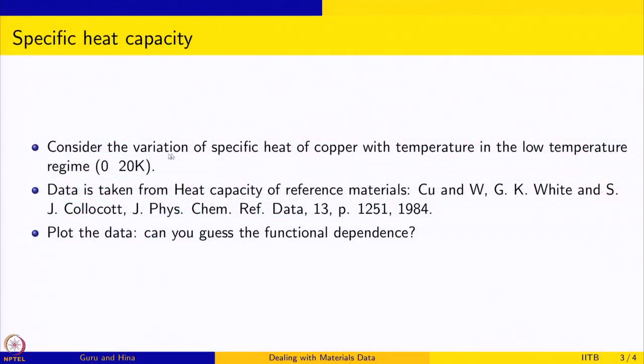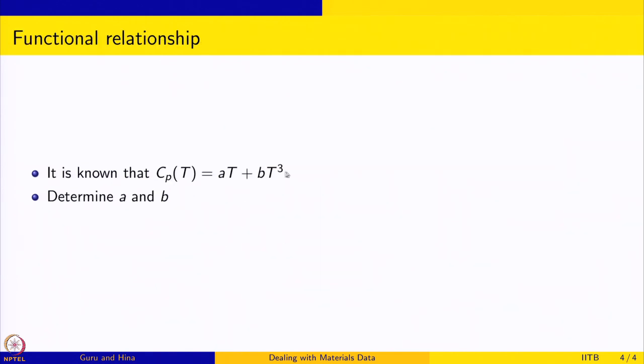For this exercise, we are going to consider the variation of specific heat of copper with temperature in the low temperature regime. So we are going to consider between 0 and 20 Kelvin how the specific heat of copper varies. We are going to take this data from Heat Capacity of Reference Materials: Copper and Tungsten by White and Collocott. First we are going to plot the data and look at whether we can guess the functional dependence. And then, knowing that it is known that Cp is At plus Bt cube, whether we can determine A and B. So these are the two things that we are going to do with this data.